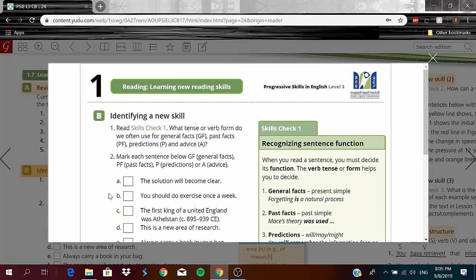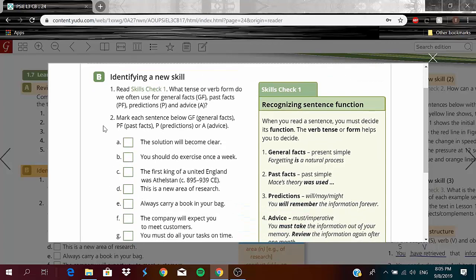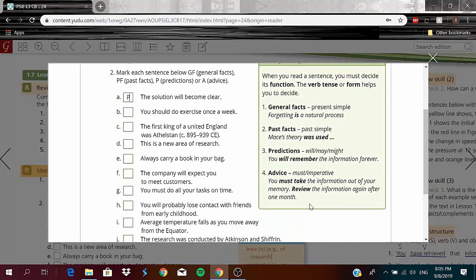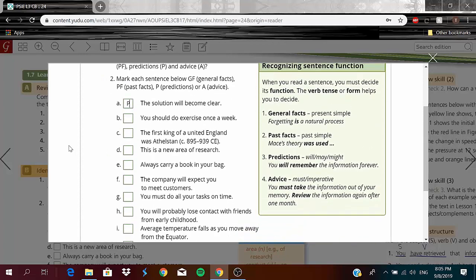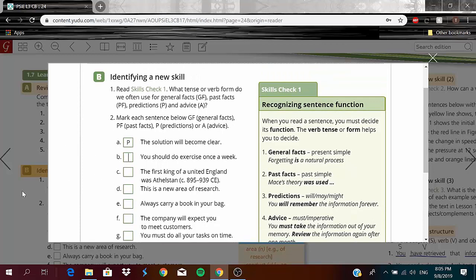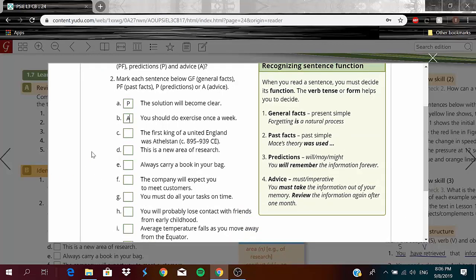Okay? So let's go to exercise B here. Mark each sentence below either GF, general facts, PF, past facts, prediction, or advice. So is it a general fact, past fact, prediction, or advice? We'll find out right now. So, A: the solution will become clear. What do you guys think? That's correct. That's a prediction, right? Here we have will. Okay? Then we have B. You should do exercise once a week. This one's really obvious. It's advice.